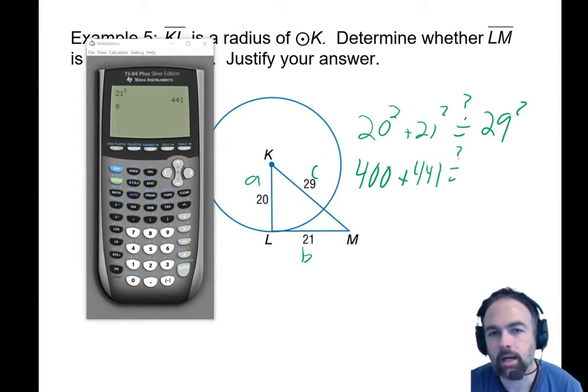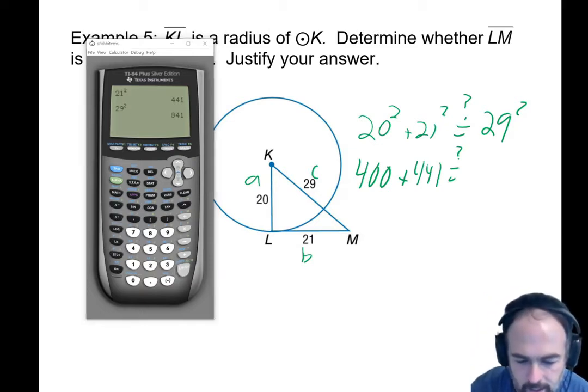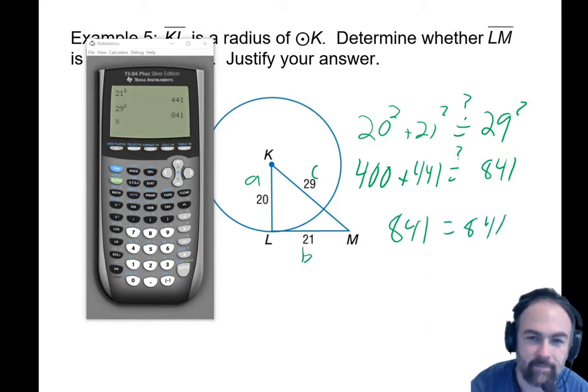And now let's try 29 squared. My mouse keeps disappearing on me. 29 squared is 841. Let's see, 400 plus 441 is 841, equals 841. And yes, since the left side equals the right side, that does check out.